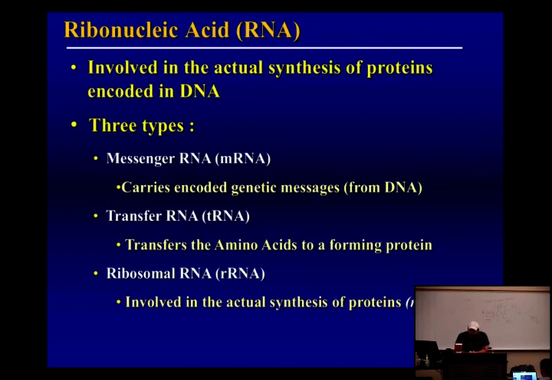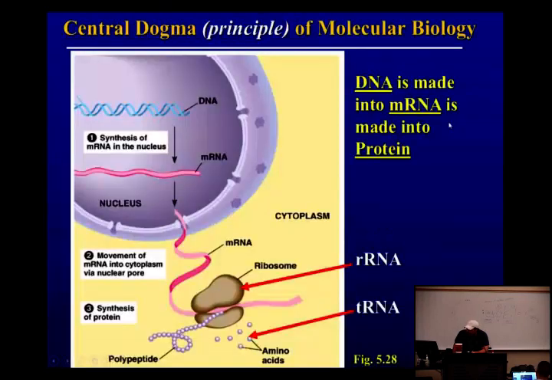What about rRNA? What's that? It's ribosomal RNA, and the ribosomes are what build the proteins. They're the chefs, and so it needs to be able to read the message in the right order. So that's its job, to make sure that is oriented correctly. So we talked about this. DNA is made into RNA, which is made into protein.